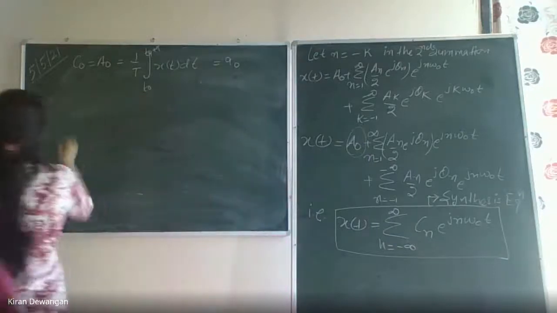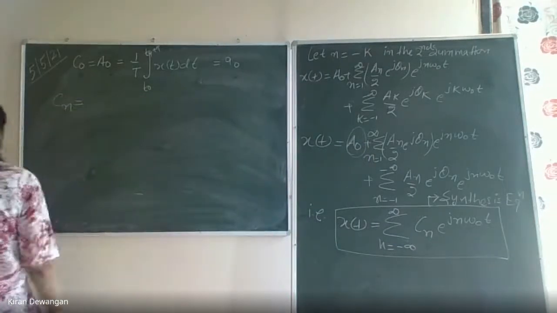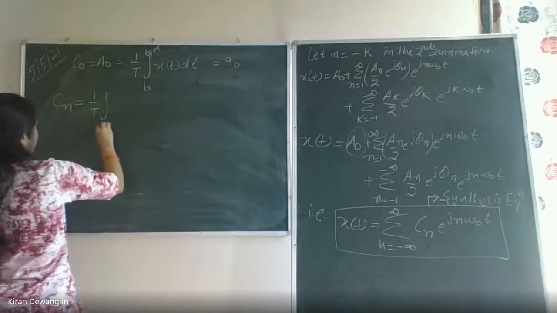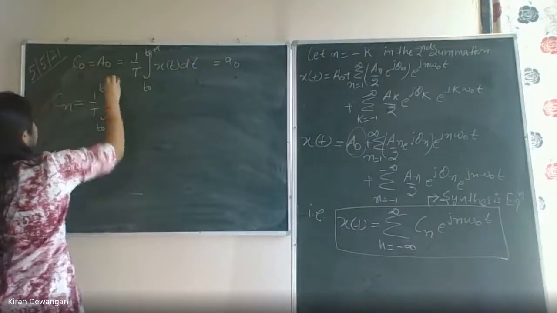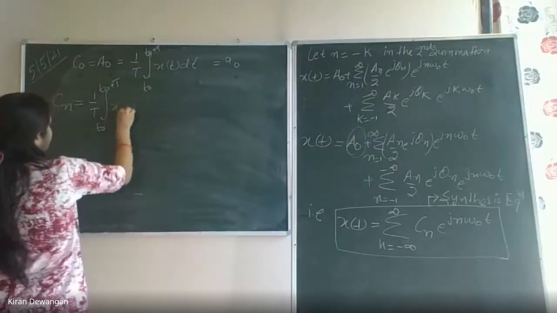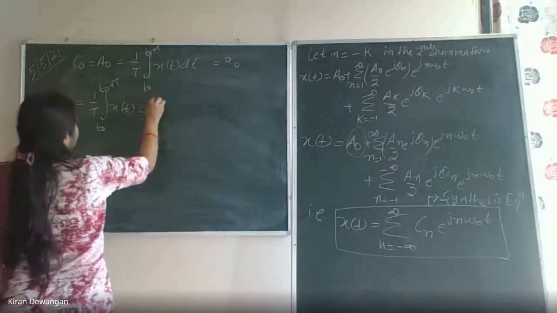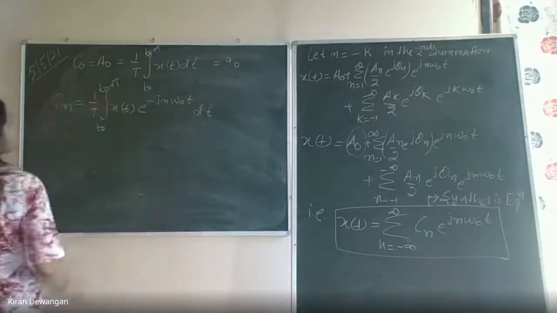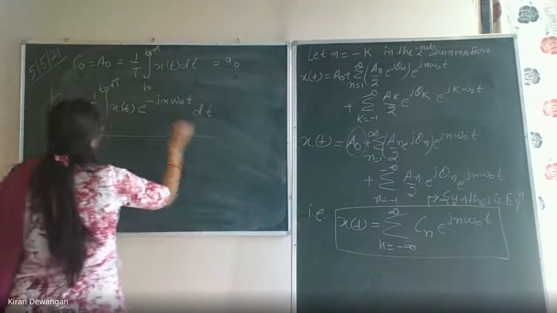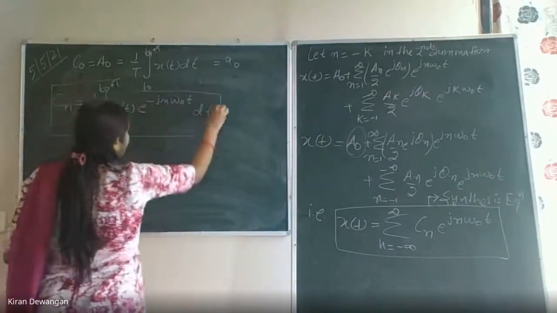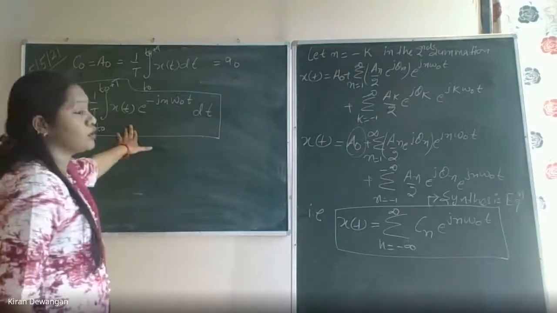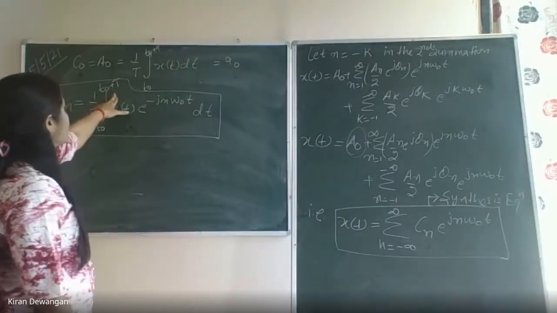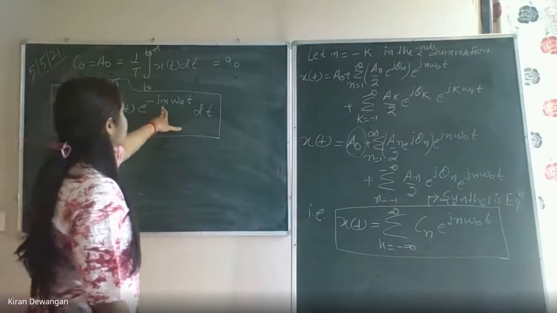Okay? Now coming to Cn. Cn is 1 by T integration from t naught to t naught plus T of x of t into e to the power minus j n omega naught t dt. So this is the formula for Cn that we will make use of for finding the value of Cn in exponential form. This is the formula: t naught to t naught plus T, x of t, e to the power minus j n omega naught t dt.